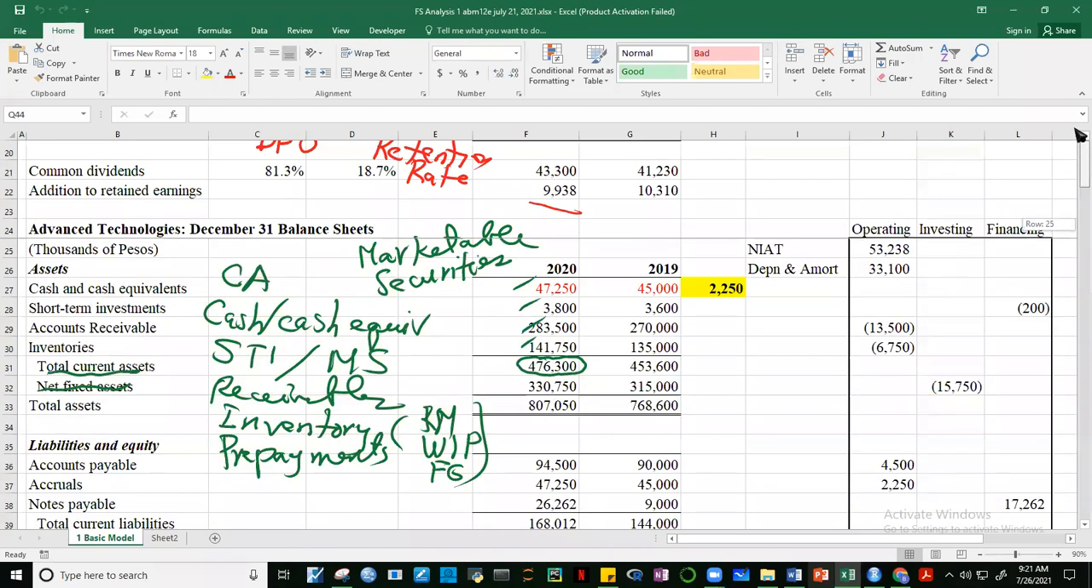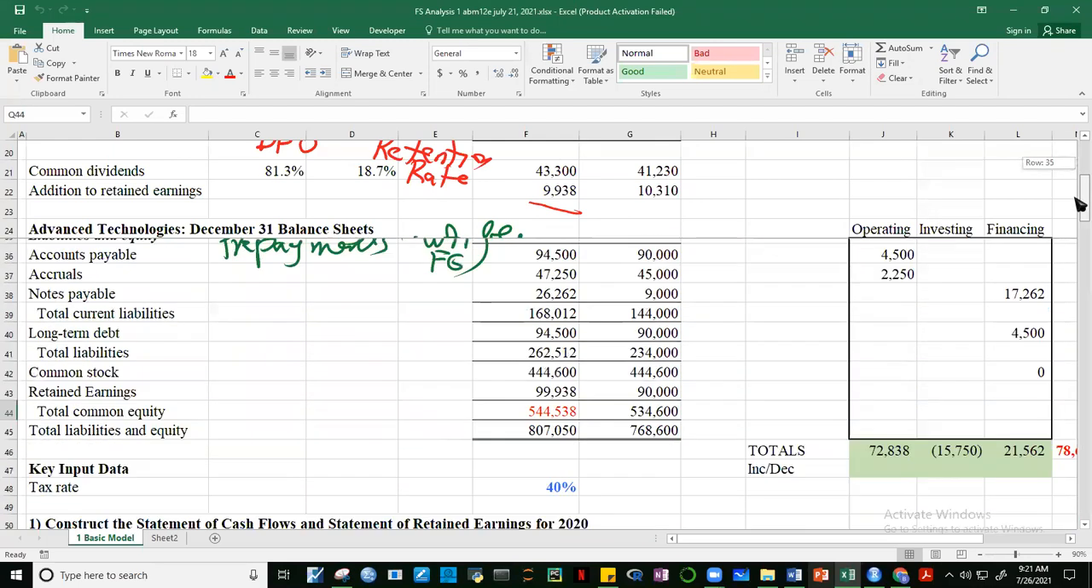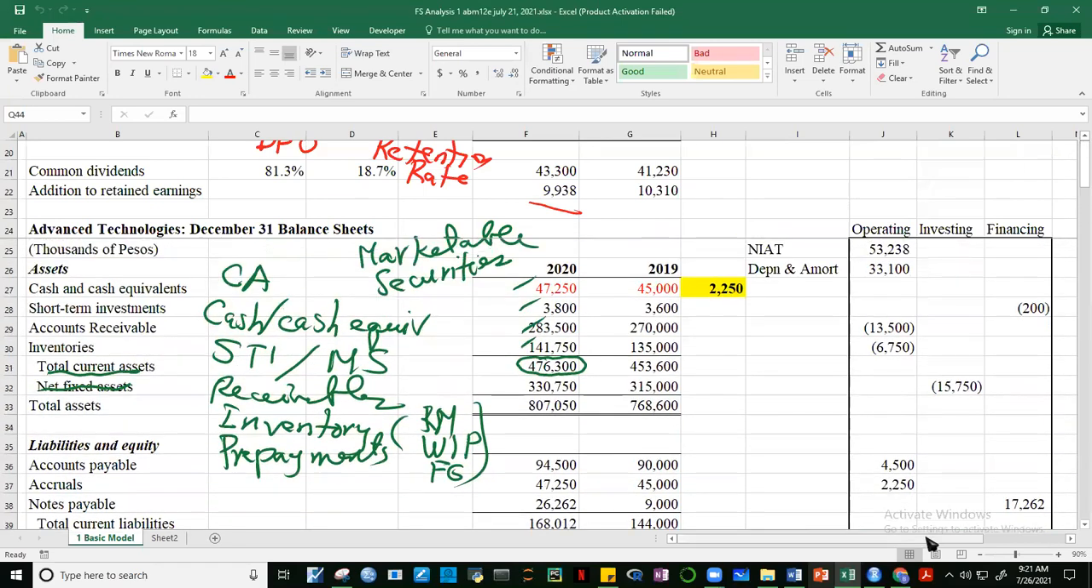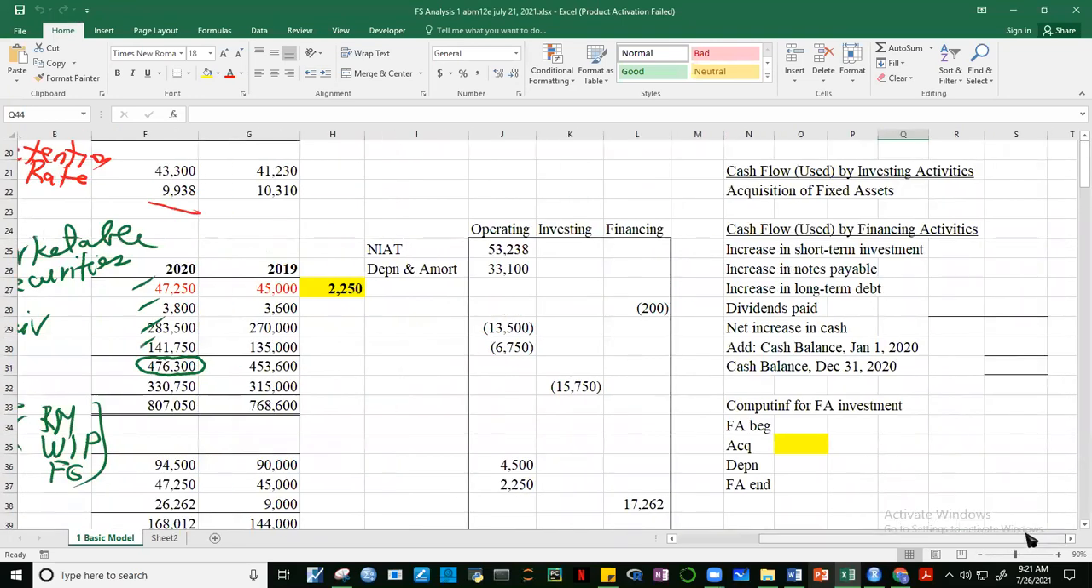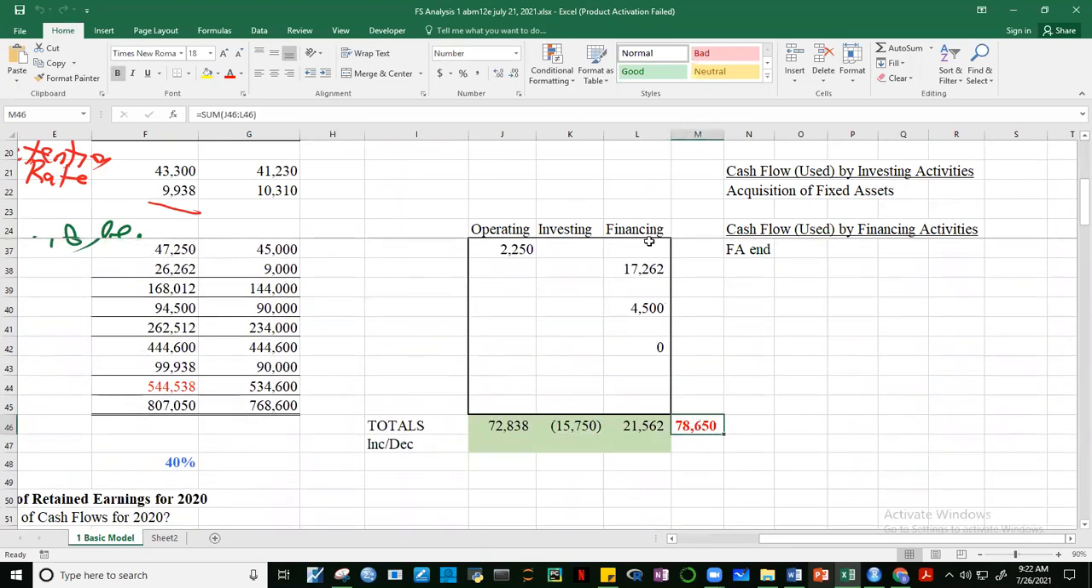So last time we already started with the template. However, we found out that we had a problem or an issue because the change in cash was 2250, but the net change in cash from our template was 78,650. So there's a discrepancy.